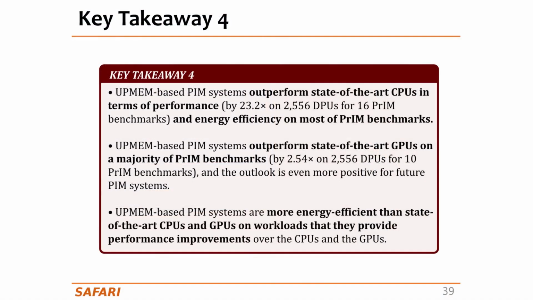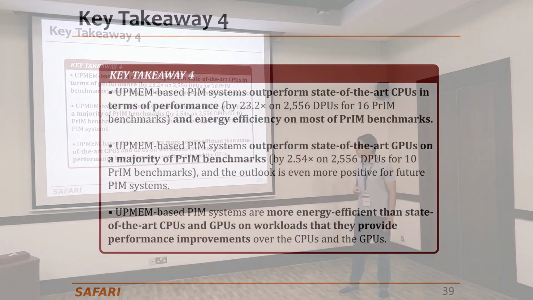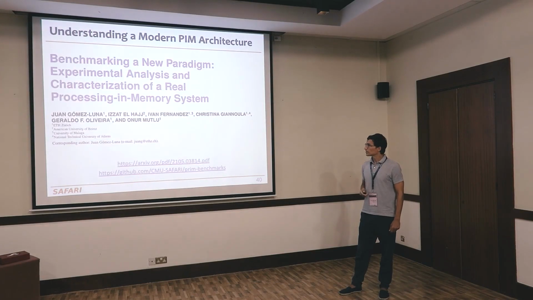Just as a summary, here you can see a comparison to the CPU and the GPU. As you see, more than 23 times faster than the CPU for the 16 PRIM benchmarks, and 2.54 times faster than the NVIDIA Titan V for 10 PRIM benchmarks.